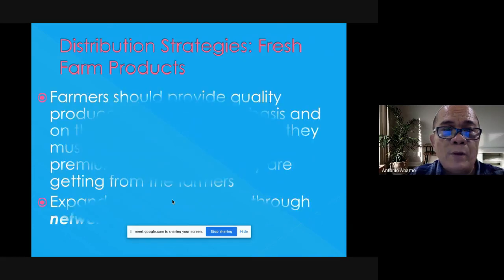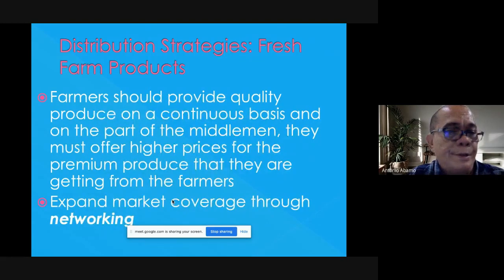Then very important in distribution strategies is that you have to have a network of buyers. Although buyers, especially the large buyers, will tell you you have to deal with me, and I promise that you will not regret your transaction with me. But as an individual seller, you have to think of a pullback position.